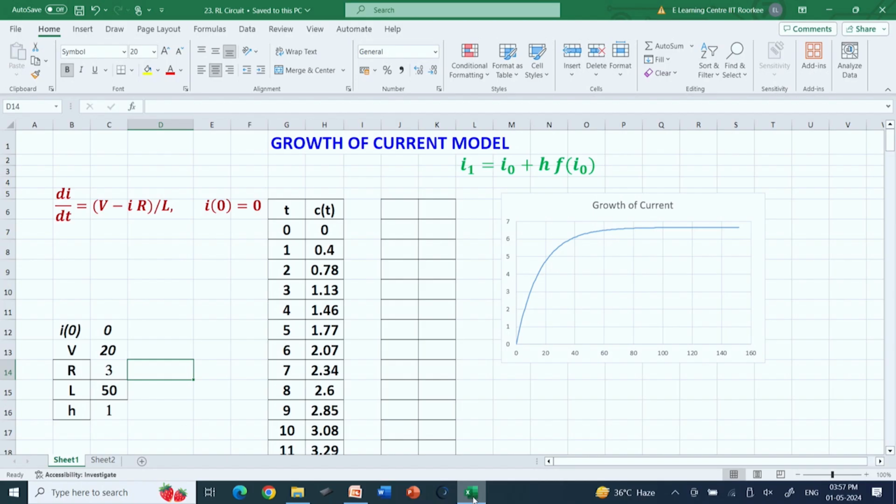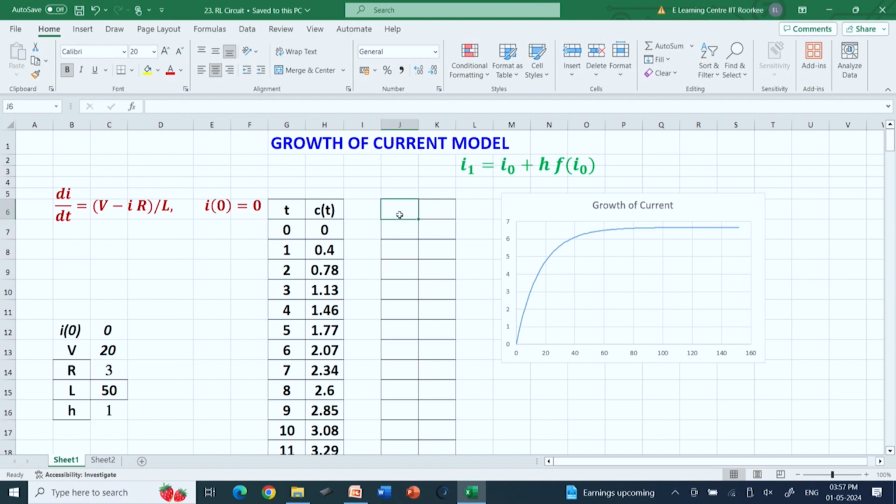Now let us look into the numerical solution. Let us see how the solution behaves, and for that I will be using Microsoft Excel. I already have the file open. You have the equation in this form. I have put the initial value as 0, the value of V to be 20, R is 3, L is 50, and the h is 1. We will be using this formula, the Euler's formula.